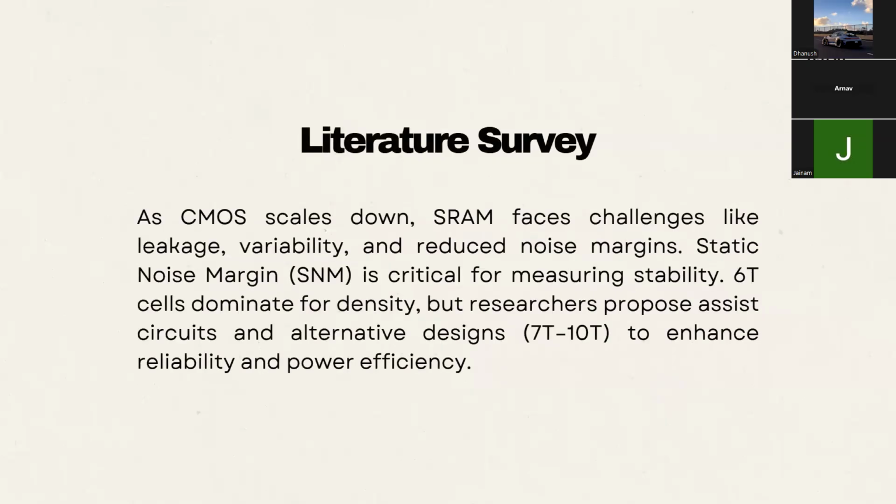Literature survey. Previous research shows that CMOS technology scaling down can cause SRAM cells to face serious challenges such as leakage power, process variability, and decreased noise margin. One of the most important parameters in SRAM design is the static noise margin, or SNM, which measures the stability of the cell. Traditional 6T cells dominate due to their compactness, but many researchers have explored alternative designs, such as 7T, 8T, 9T, or even 10T to improve reliability and power efficiency.